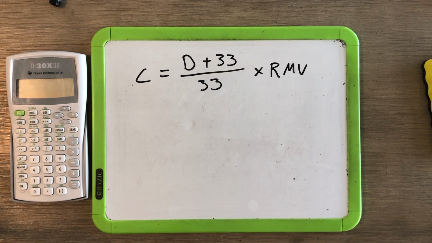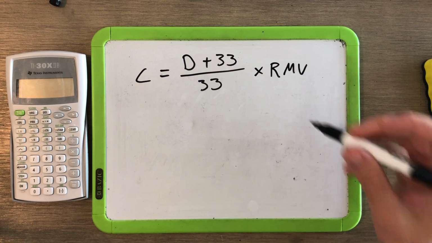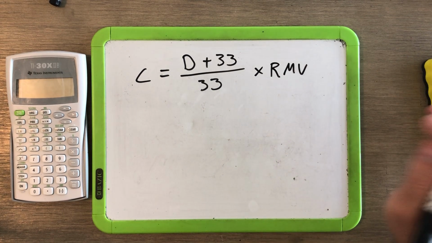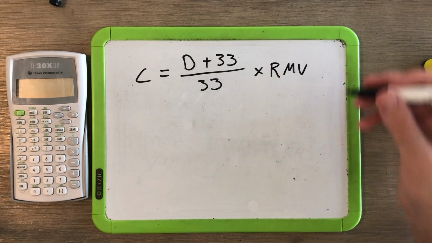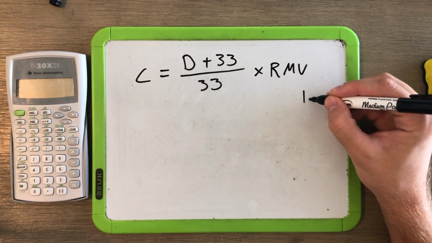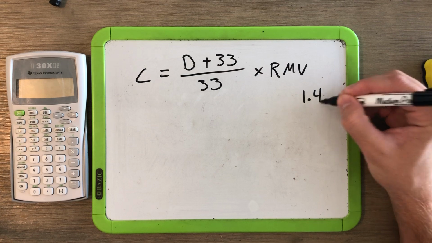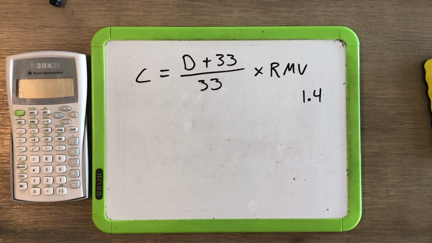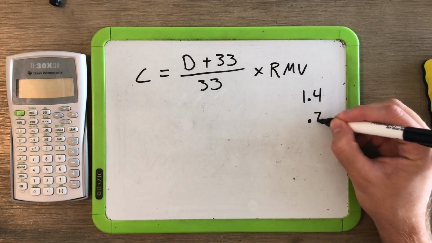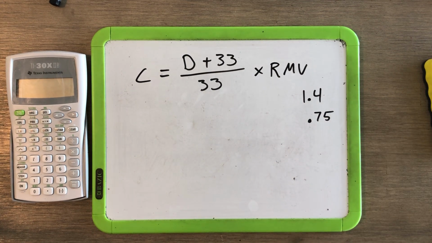So doing this is pretty simple. The RMV, there's a table, so look at it in your reference, your formula book for this, but in general, it's going to be 1.4 on descent as well as the bottom phase, and it's going to be 0.75 on ascent phase.